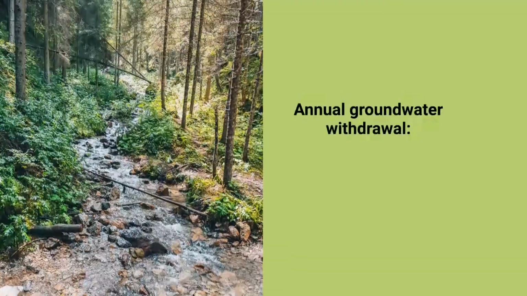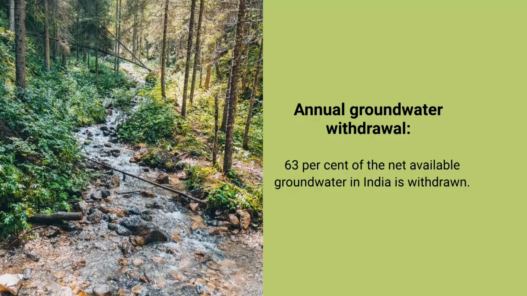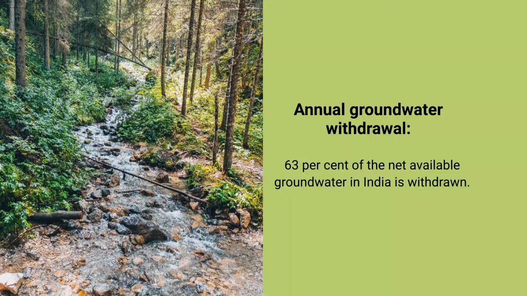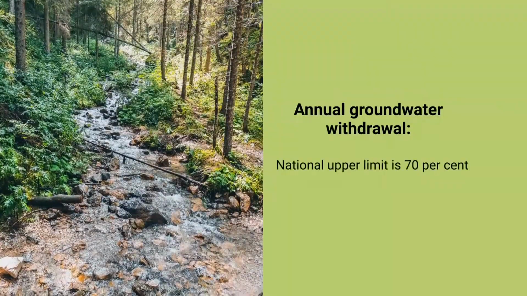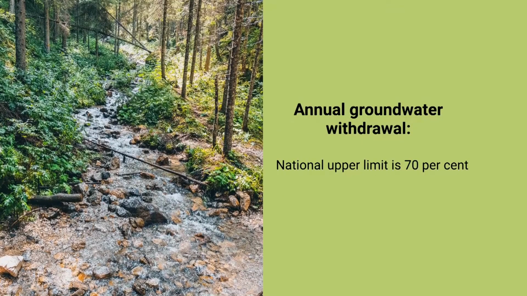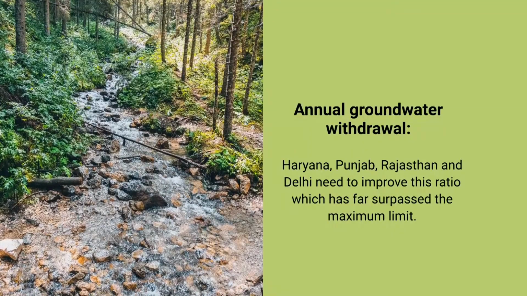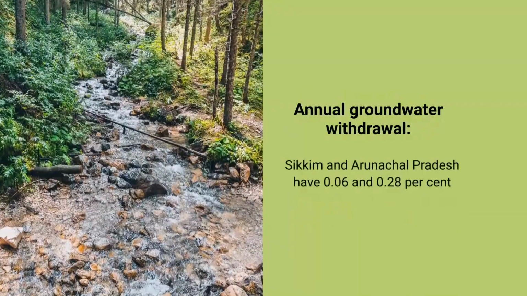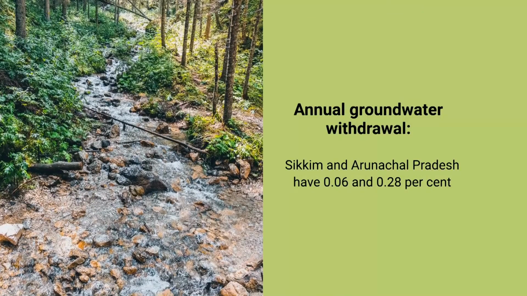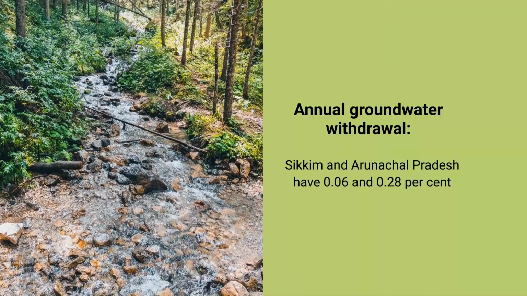We can look at our progress, for example, in terms of annual groundwater withdrawal. About 36% of the net available groundwater in India is withdrawn. The national upper limit is 70%, so that the groundwater is replenished at a normal rate. Haryana, Punjab, Rajasthan and Delhi need to improve this ratio, which has far surpassed the maximum limit. Sikkim and Arunachal have 0.06% and 0.28% of groundwater withdrawal against what is available.